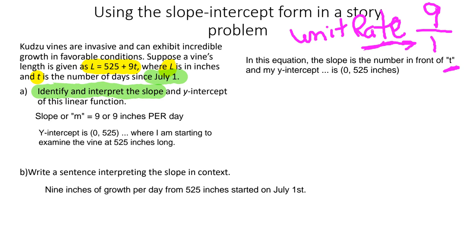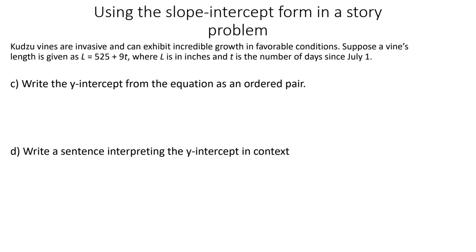Now, we're going to use the same problem, but now look what it's going to say. Write the y-intercept from the equation. Well, this is asking you to write (0, 525). We already did that in A. But it says write a sentence interpreting the y-intercept.